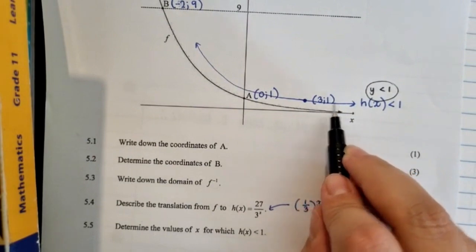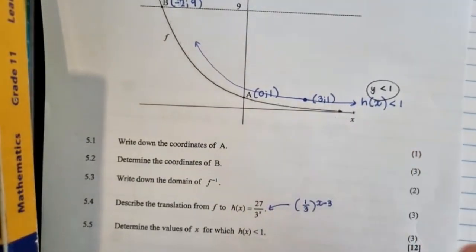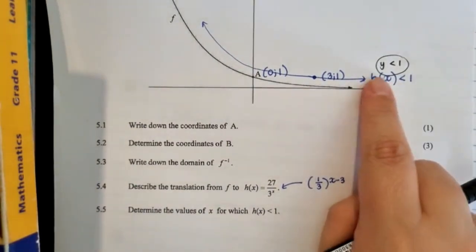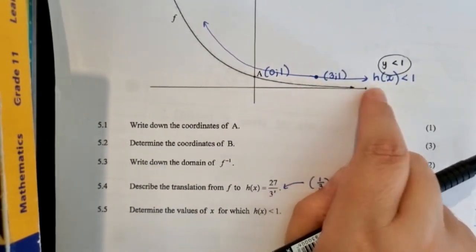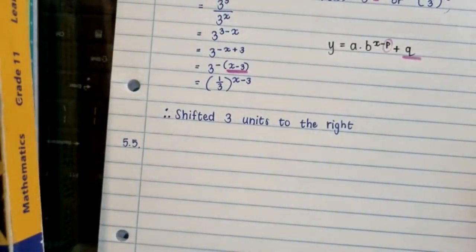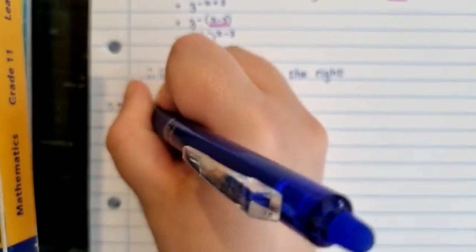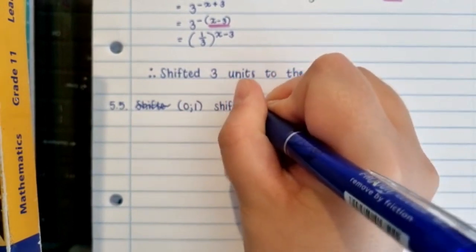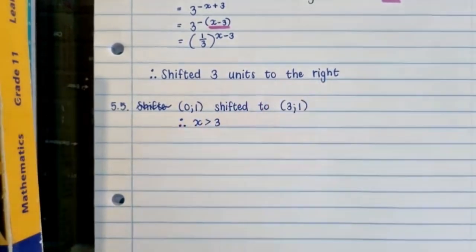And which x values lie on the right-hand side of 3? All x values that are bigger than 3, right? For example, 4, 5, 6, 7, 8, 9, 10. So the answer to this question, they're asking, determine the values of x for which y is smaller than 1. And we just said now, it's all of the values, all of the points to the right of 3. So where x is greater than 3. Okay. Now guys, there usually is a question like that in each paper, so you can go look back at some other past papers and then you can see what happened. You can practice some more, I'm trying to say. All right, so I'm just going to say here 0, 1 shifted to 3, 1. Therefore, where x is greater than 3.